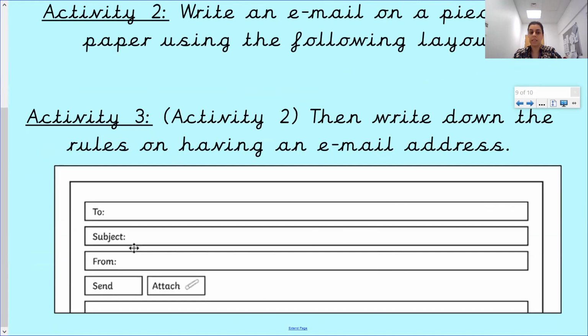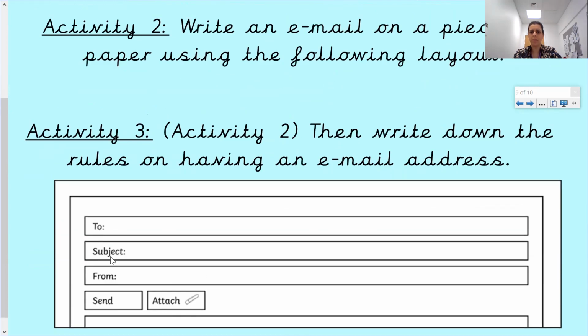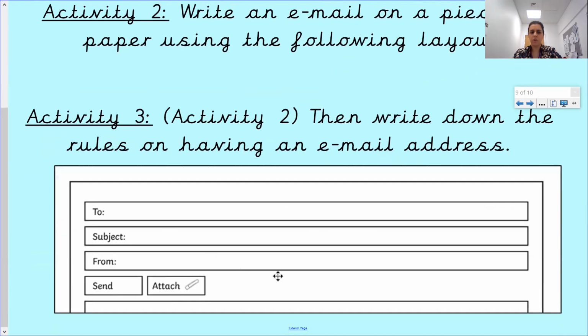And you can also add CC or BCC if you'd like to. And when you're writing your email, I'd like you to write an email to your friend or your teacher about whether you think we should have emails or not, and why.